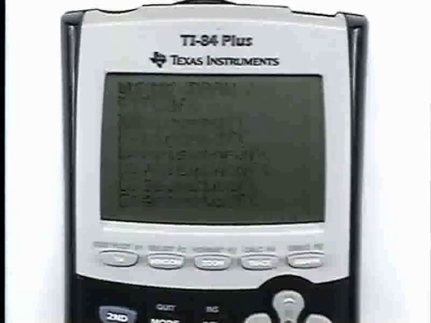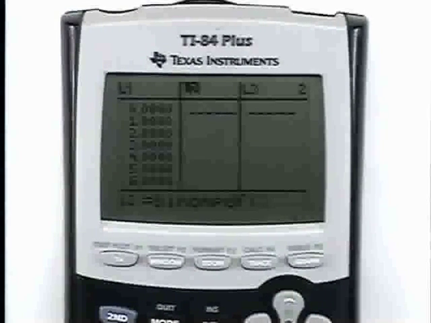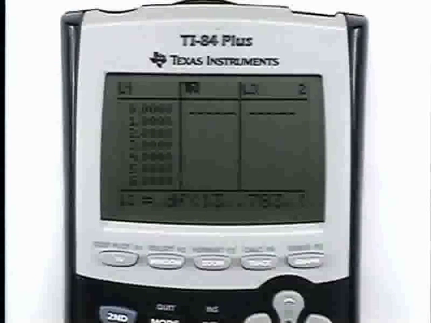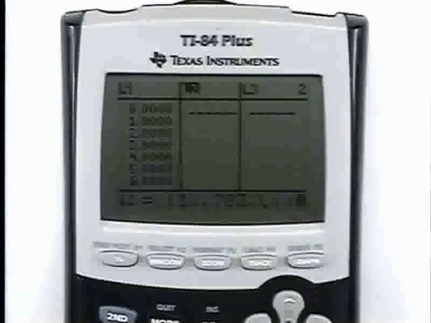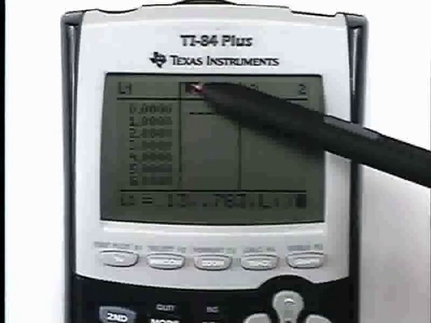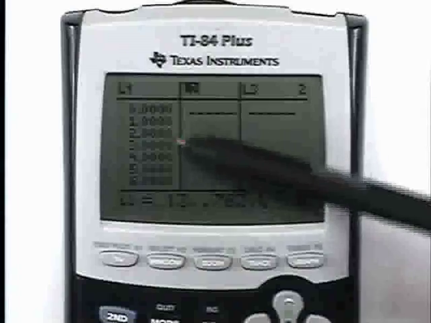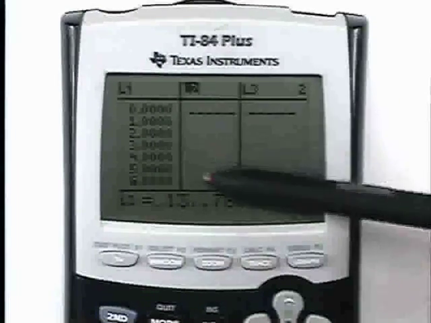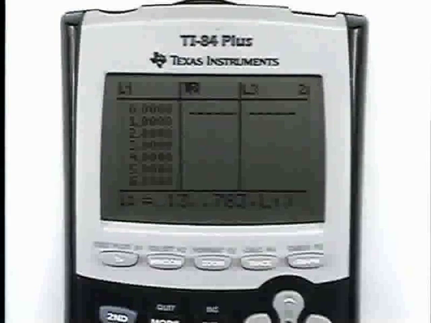Binom PDF. n equals 13, pi equals 0.783, and x equals, well, what does x equal? L1. That's where all my x's are. Now, because L2 is highlighted, it's saying use this binomial command on every single one of these and put the probability right next to it. So I'm going to hit enter.